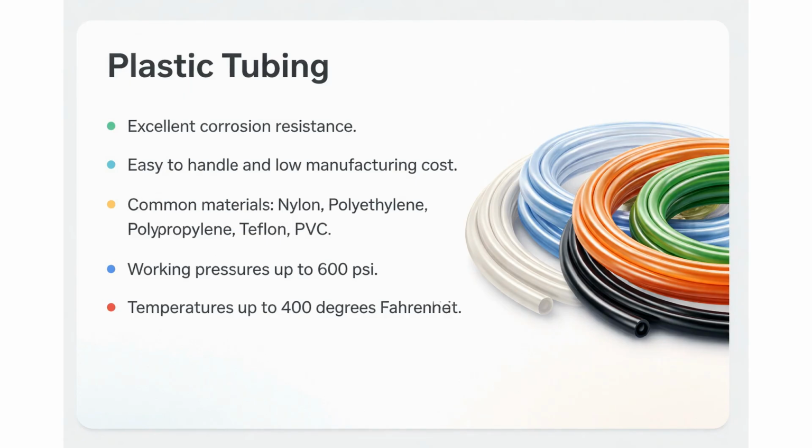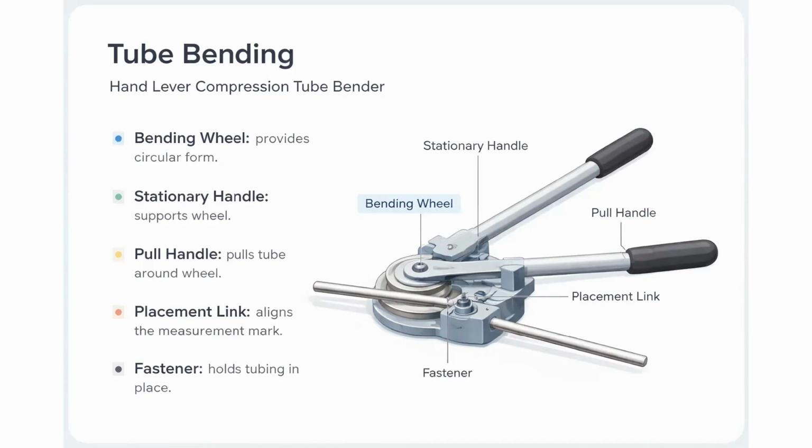When routing tubing, we often need to bend it. While simple spring benders exist, a hand lever compression bender is standard for precise work. It consists of a bending wheel that provides the radius, a stationary handle for support, a pull handle to apply force, a placement link to align your measurement marks, and a fastener to lock the tube in place.